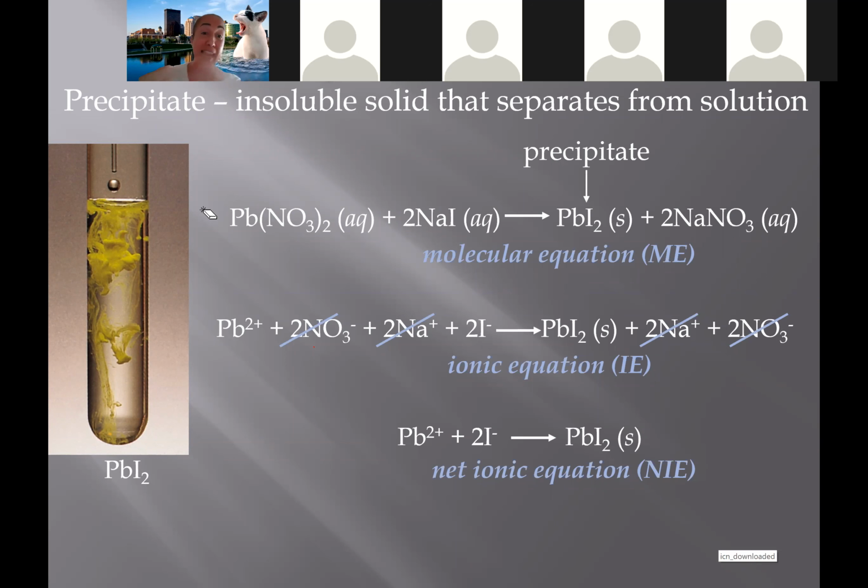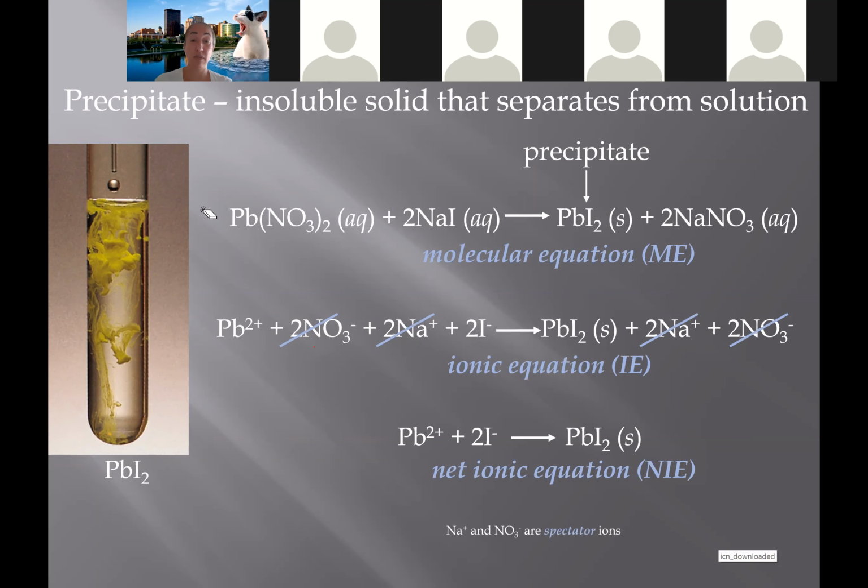If everything is aqueous, is there going to be a solid? Is there going to be a precipitate? No, because everything is aqueous. So the answer to that is no. There's no solid. If everything is aqueous, then you don't have a precipitation reaction because you don't have a precipitate. Okay? Any other questions?